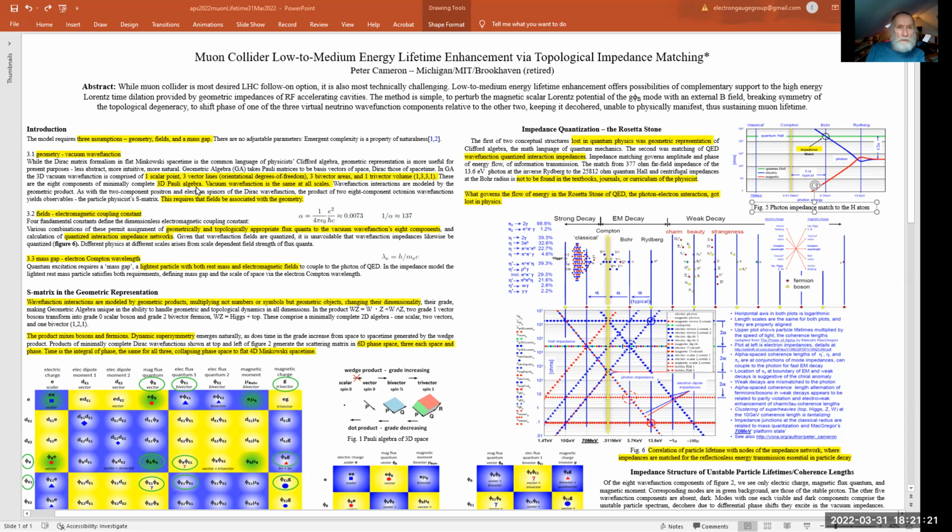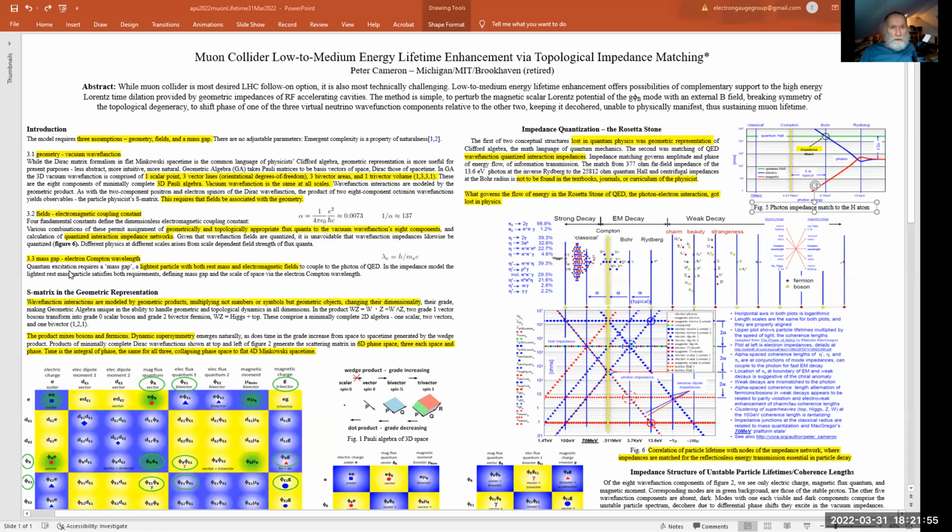So there's three assumptions in the model we're using: the geometry, the vacuum wave function, which we're using the 3D polyalgebra of space for the vacuum wave function, and then we have to assign fields to the geometry, and we do that with the electromagnetic coupling constant. The four fundamental constants that define alpha permit assigning the appropriate flux quantity to the wave function components, and then we can calculate the interaction impedance networks. And this is important because this is what governs the flow of the amplitude and phase of the flow of energy.